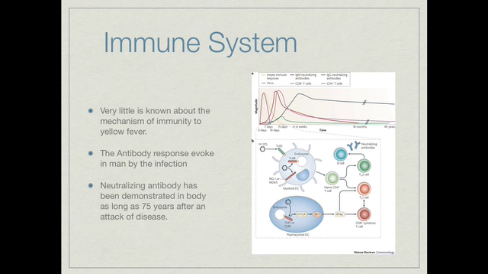Scientists know very little about the mechanism of immunity to yellow fever inside our human body yet. What we know so far is the antibody response evoked in humans by the infection. Long after the virus is gone, our body is still generating neutralizing antibodies. The neutralizing antibody can be demonstrated in the body as long as 75 years after an attack of the disease. So it just rests there for a pretty long time.